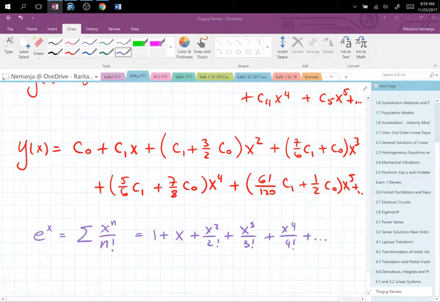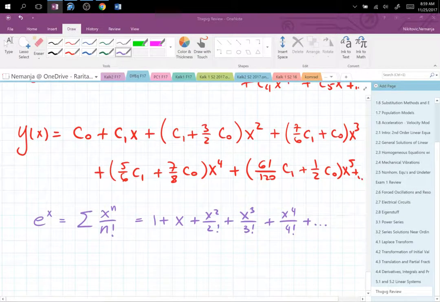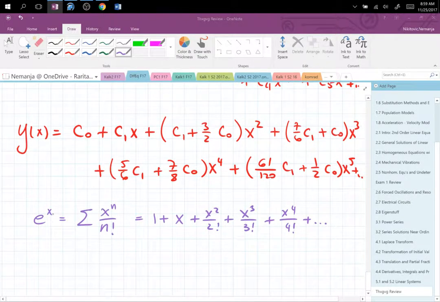And if there's a C0 and a C1 for both of them, why is there no C0 attached? Well, now if we have e to the negative x, what do we have for it? If you have negative x, then each of these x's becomes a negative x. So you have 1 minus x plus, this is still x squared over 2 factorial, but then minus x cubed over 3 factorial, then plus x to the 4 over 4 factorial.